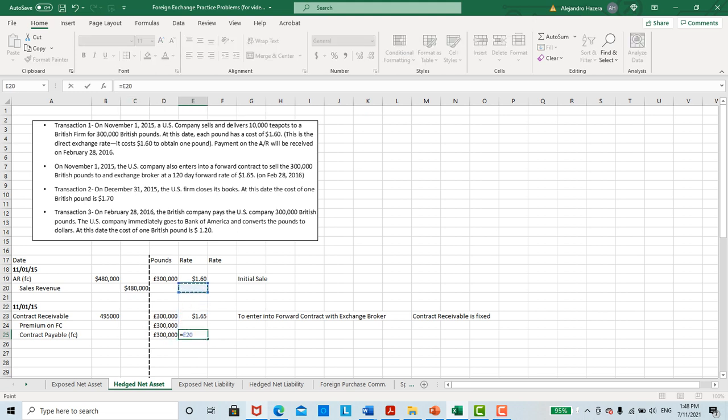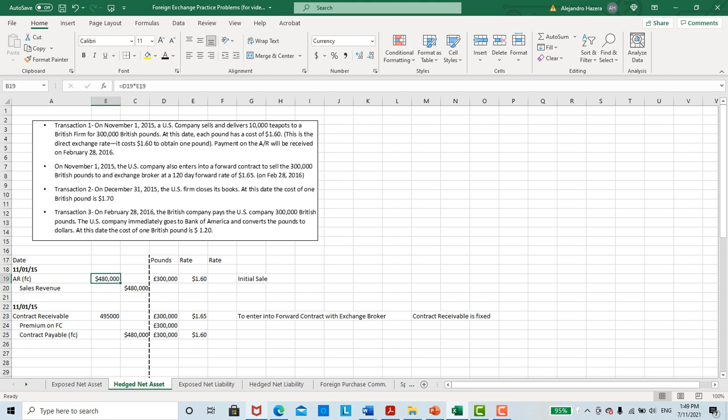Okay. Now, the contract payable. The contract payable is the amount, the 300,000 British pounds that you're going to give to the exchange broker on February 28th when the contract is settled. So what's going to happen here 3 months from now, really, is you're going to get paid by the British firm. You're going to take the 300,000 British pounds, and as of today, those 300,000 British pounds are worth $1.60. So it's the same 480 you have here.